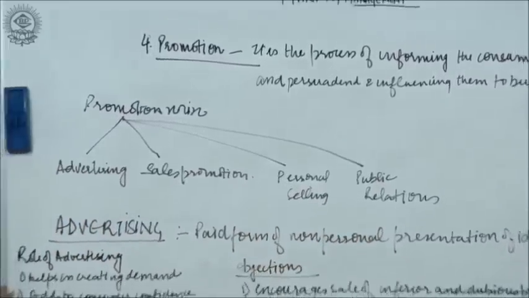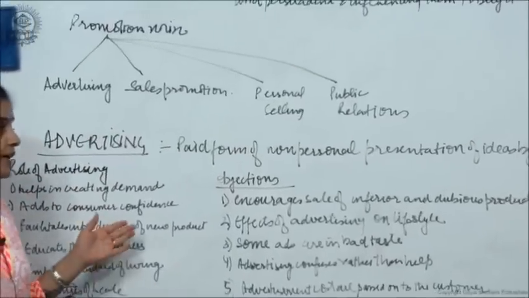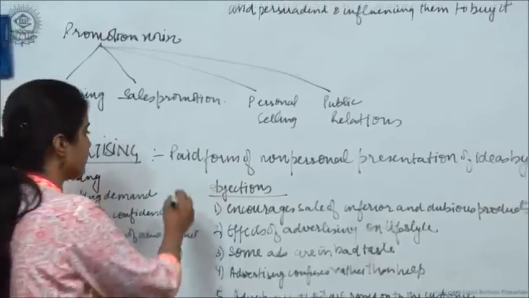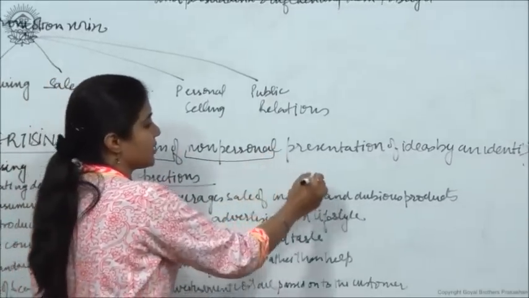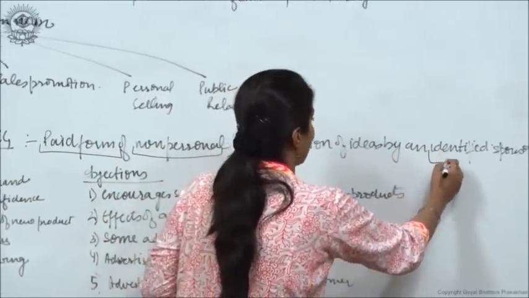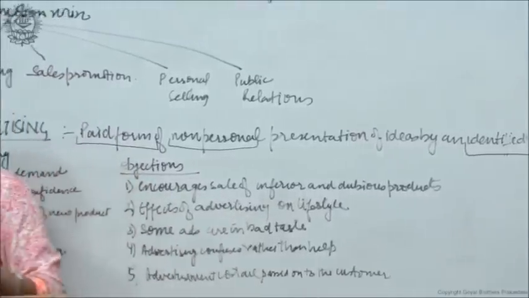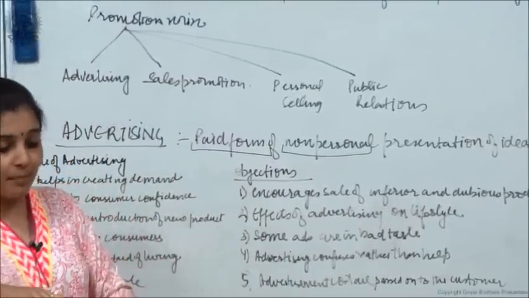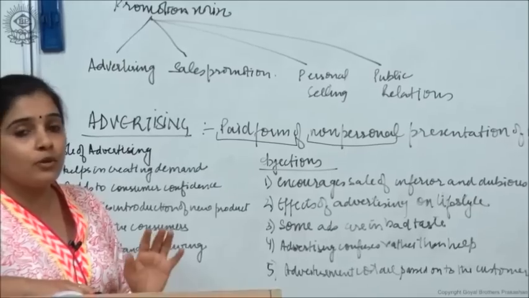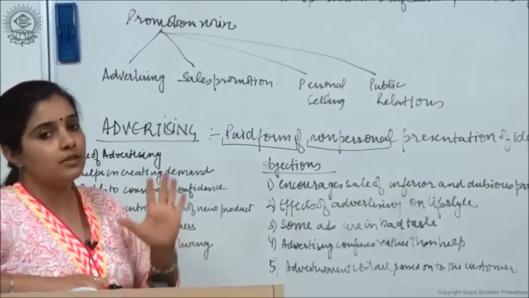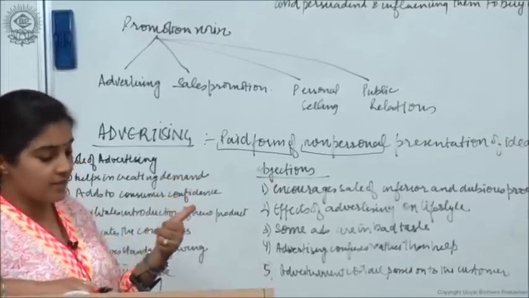First one being advertising. Let us understand what advertising is. We define it as a paid form of non-personal presentation of ideas by an identified sponsor. So it's a paid form of presentation. When we say it's a paid form, that means the sponsor has to bear the cost. You have to incur a lot of expenditure on making an advertisement.